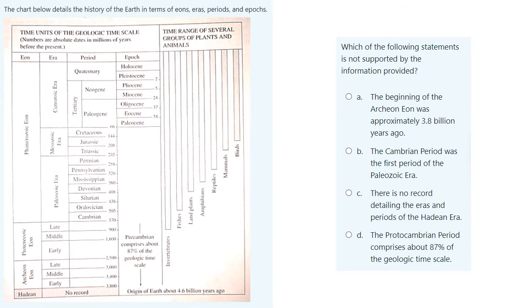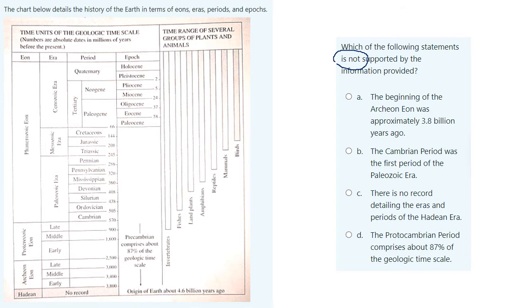Now, these next questions are based on this chart. I'm sorry, the copy is not great, but it's quite a difficult book to take pictures from. Which of the following statements is not supported by information provided? So 3 of these statements should be proven to be true. 1 of the statements will not be true.